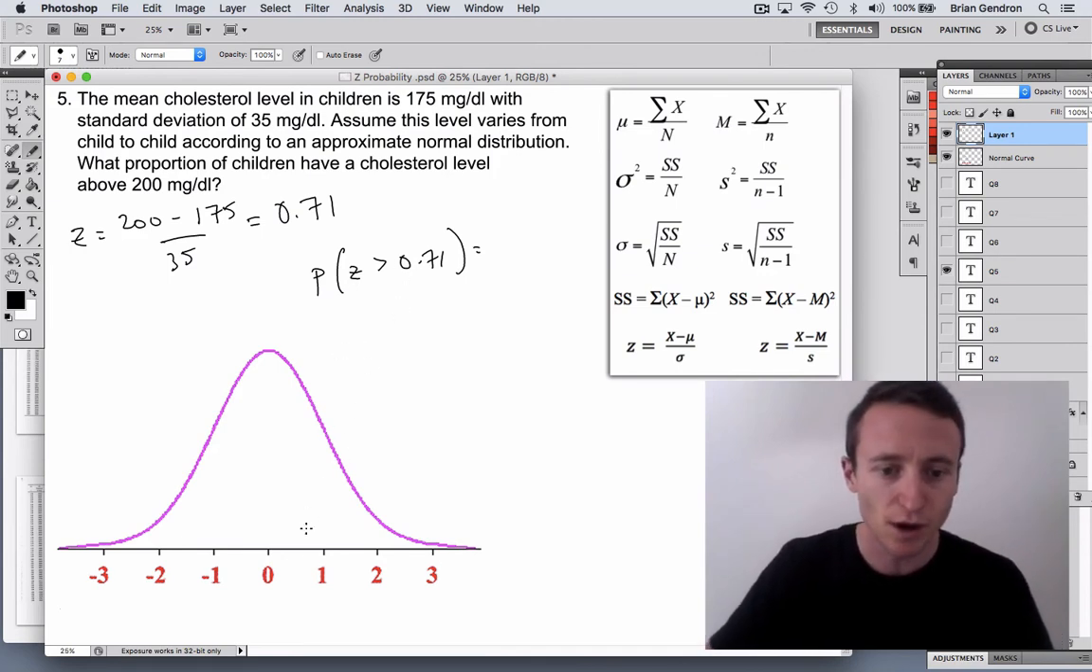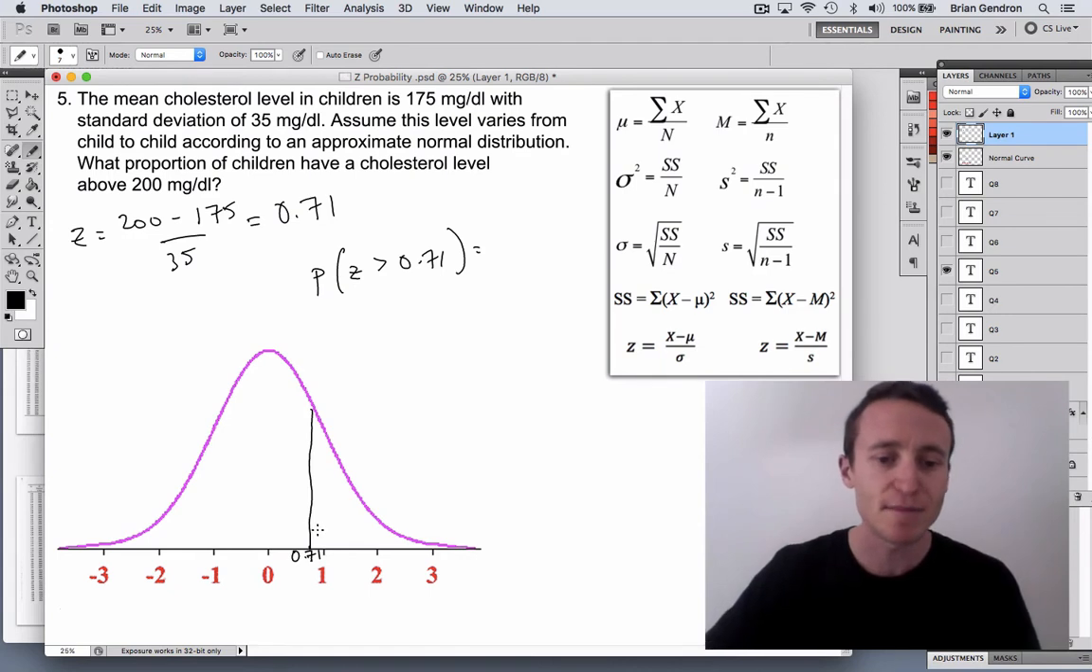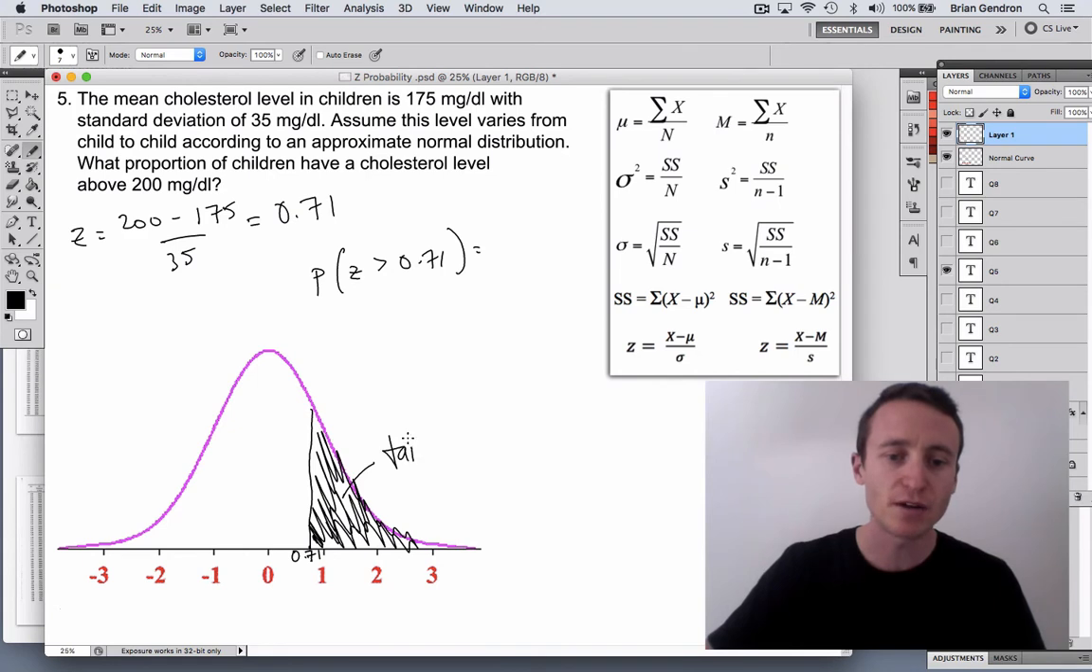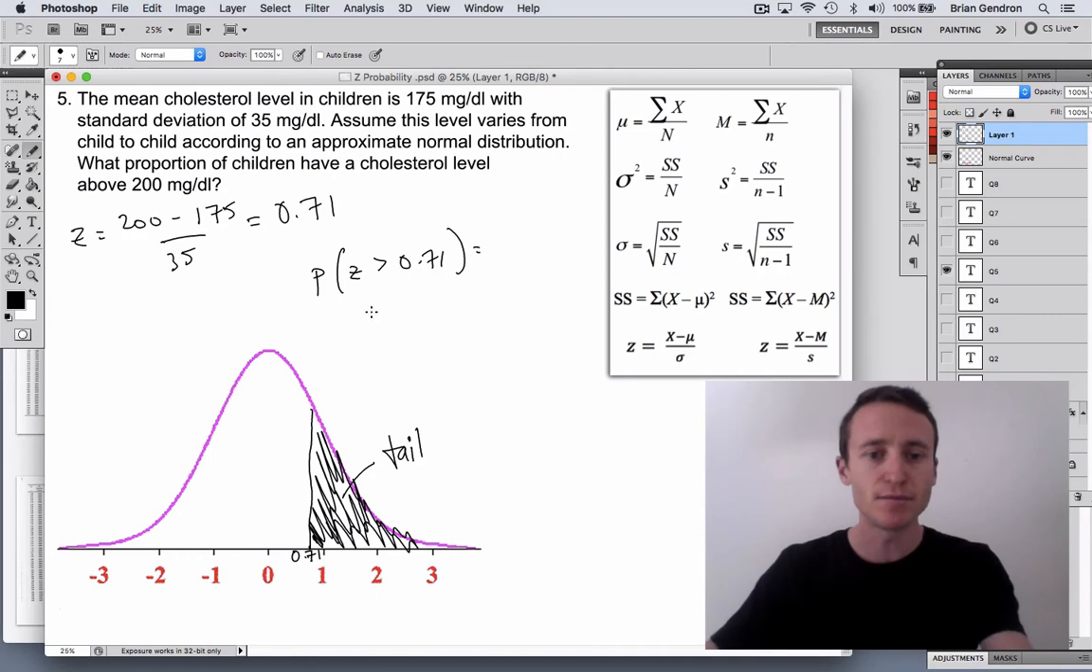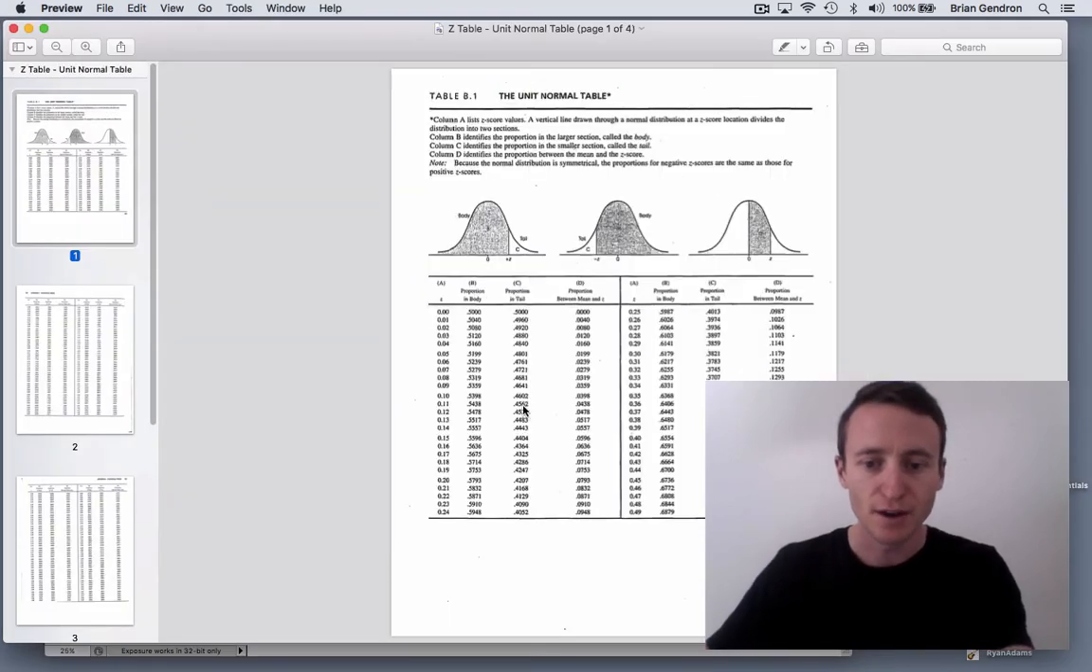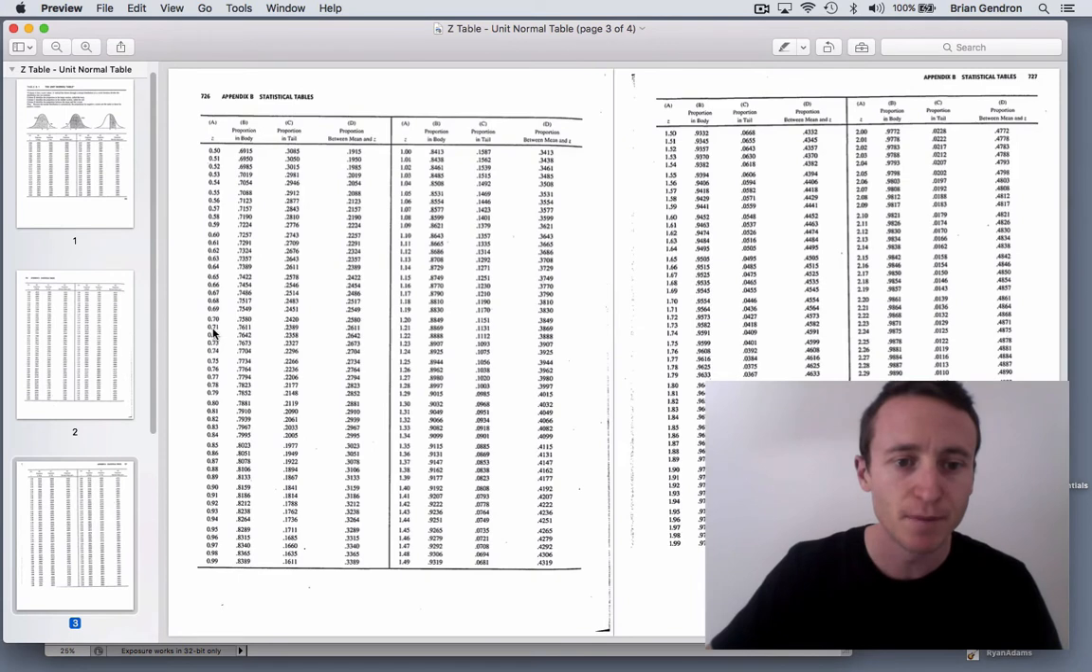So 0.71 on the curve is probably somewhere around here. And I'm going to shade in the section that I'm interested in, which is greater than that. So that's everything over here. The reason I shade in, again, is to identify which part of the curve I care about. This is the tail. And so here's how we're going to solve this problem. I'm going to go to my unit normal table, look up a z-value of 0.71. There it is, column A. And then go to the tail column and find the proportion to be 0.2389.